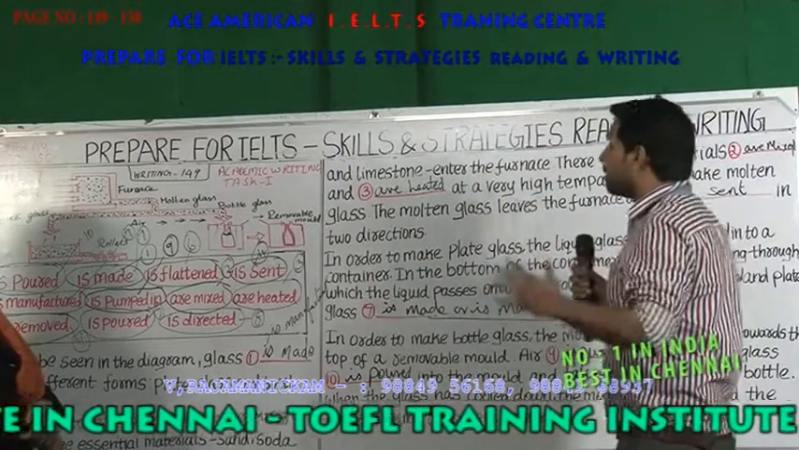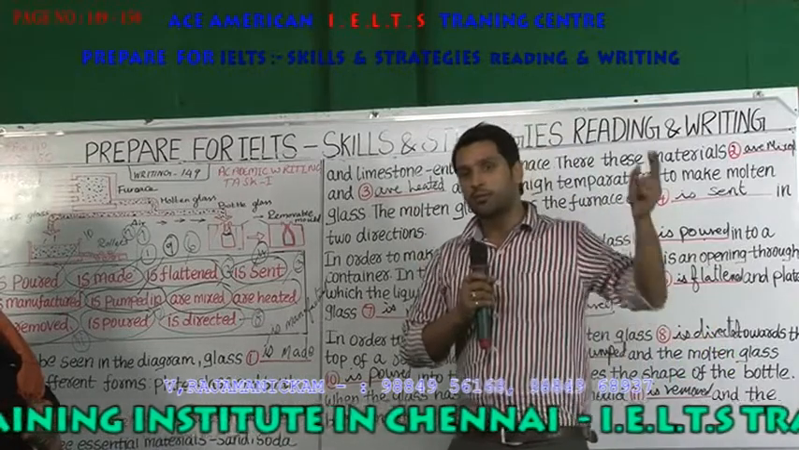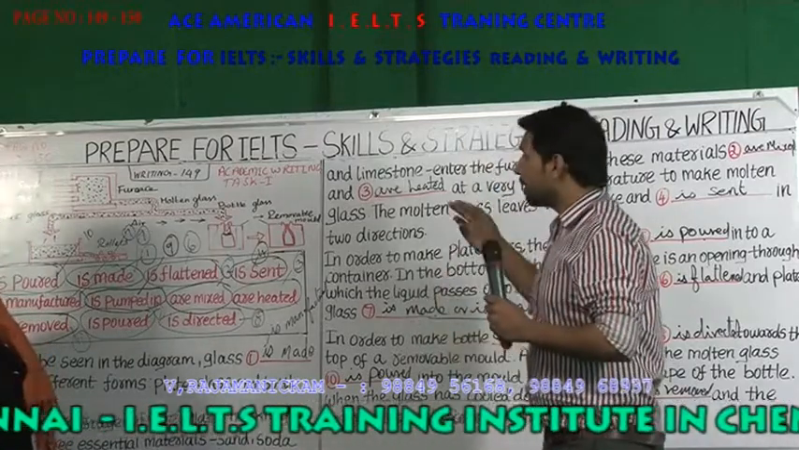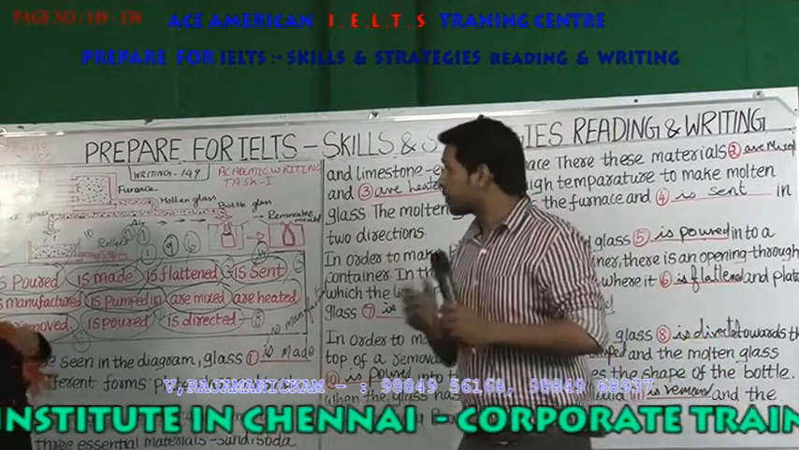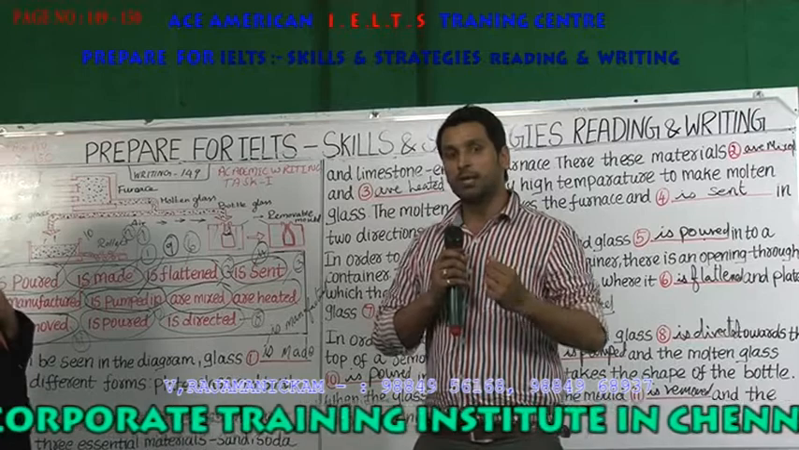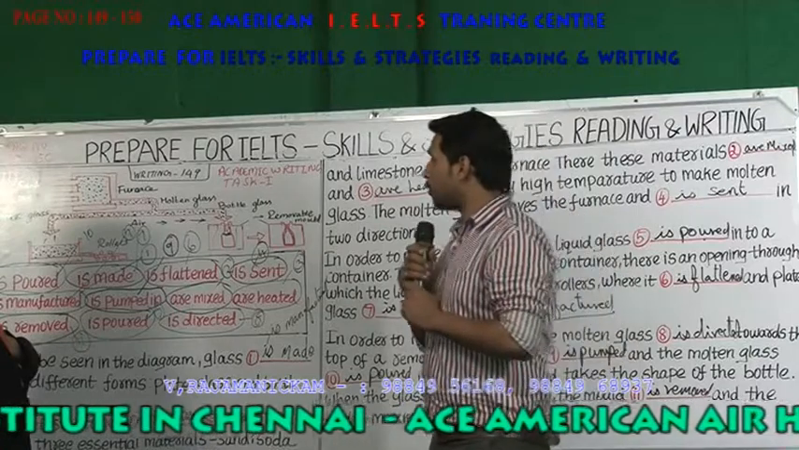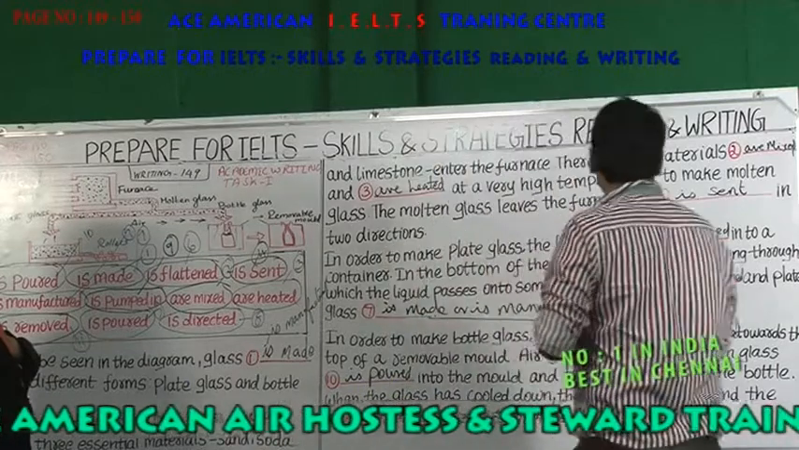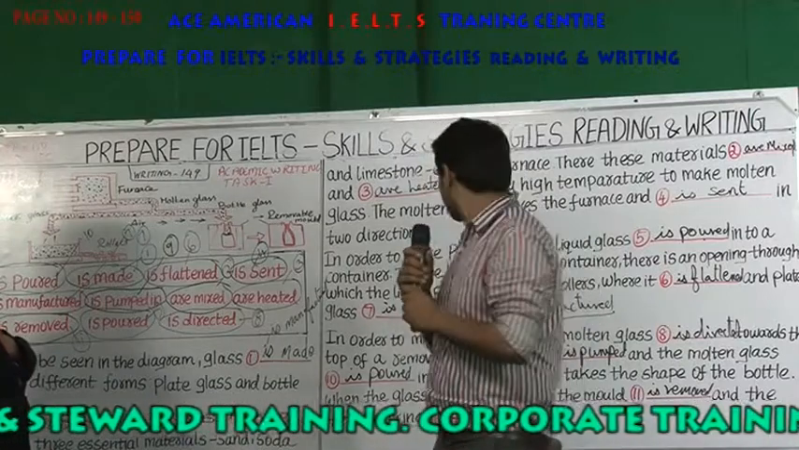After that, the mixed products will change into a molten stage, in liquid stage. That liquid is directed towards two directions, to make two products from the molten material. One is plate glass and another is bottle glass. And the process to make plate glass after the molten stage is, the molten liquid is poured into the container.